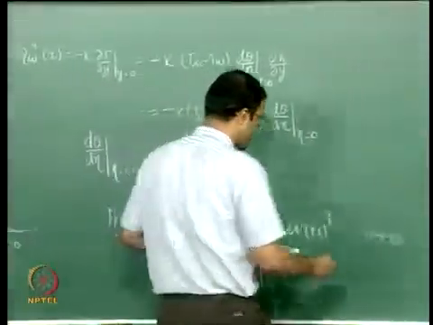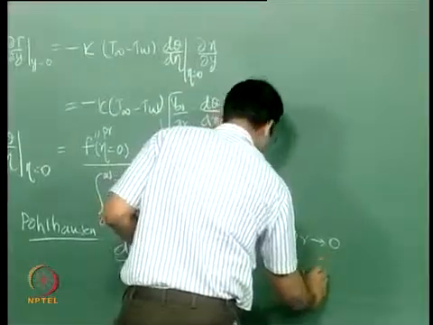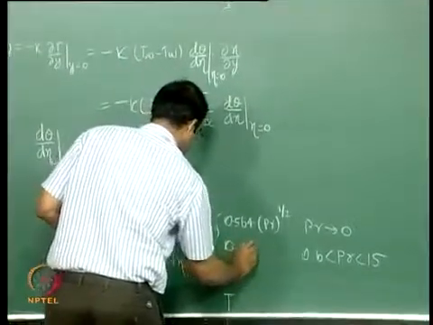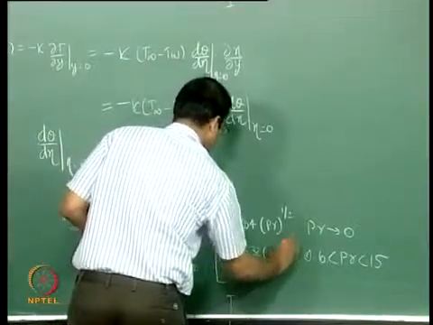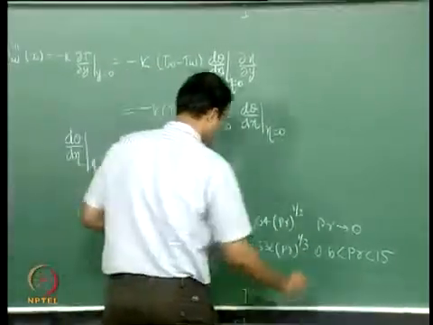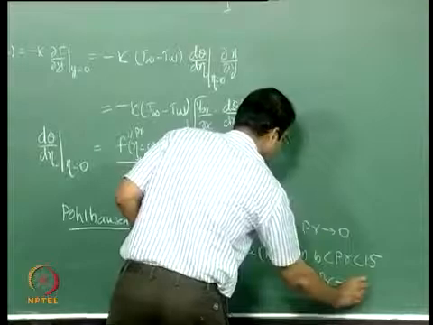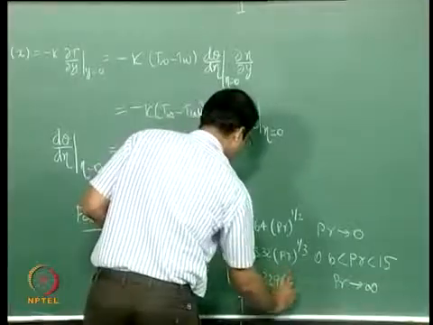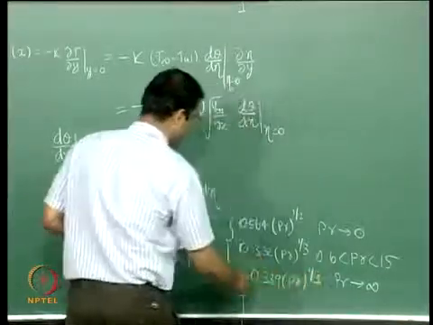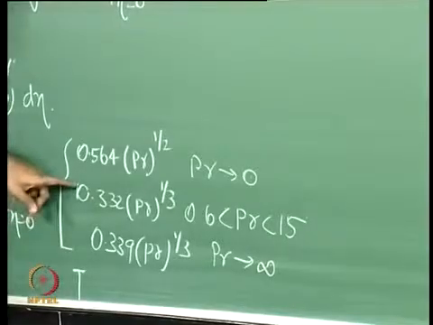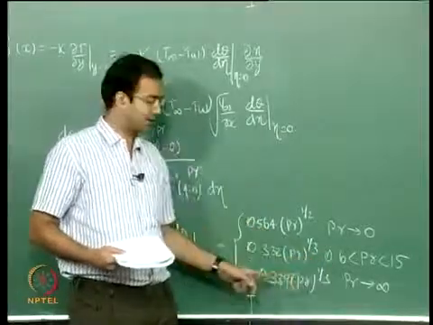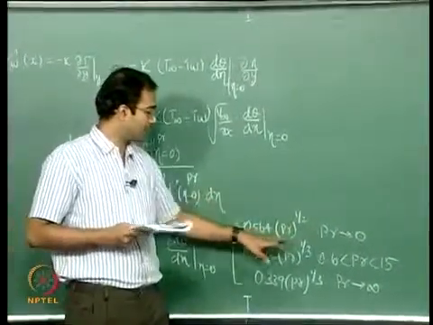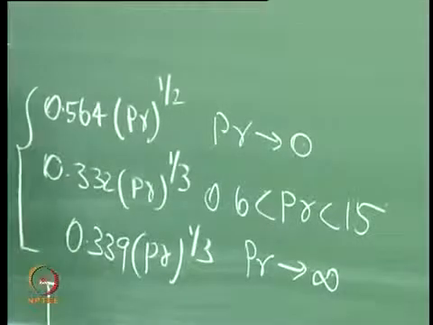For moderate Prandtl numbers, between 0.6 and less than 15, he found 0.332 times Pr to the power 1 by 3. And for Prandtl number which is very large, 0.339 Pr to the power 1 by 3. In fact it is very close; even this could have approximated all the way from Prandtl number 0.6 to infinity. It is only the third decimal point which is changing, but for very small Prandtl numbers the functional dependence on Prandtl number itself is different.